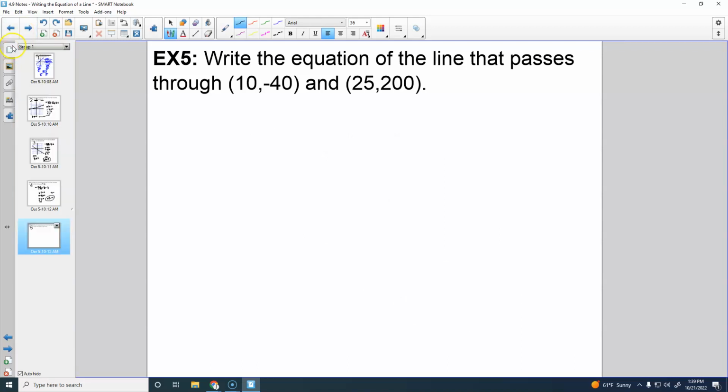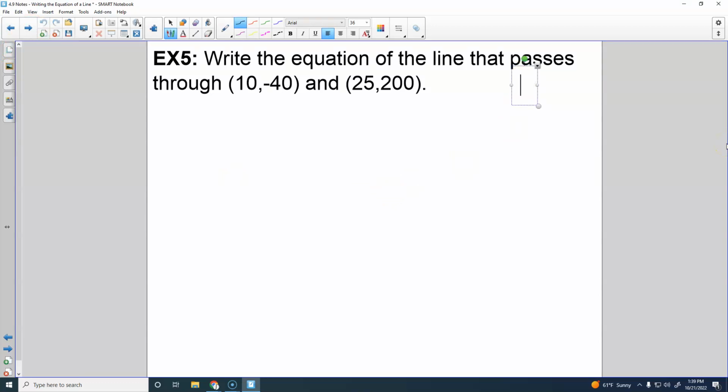All right. Here's our last one. Okay. Let's see. Anya, what would I do to find the slope for this one?